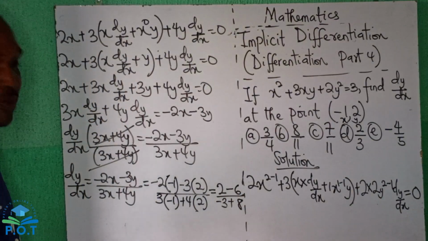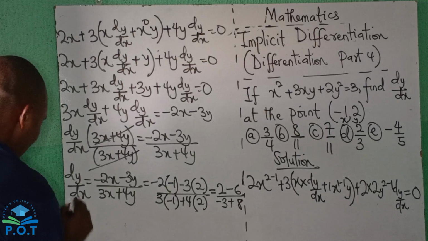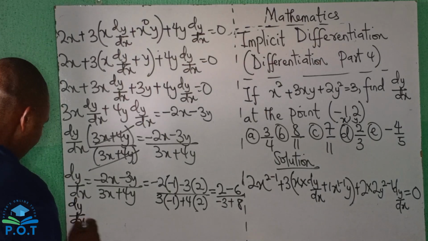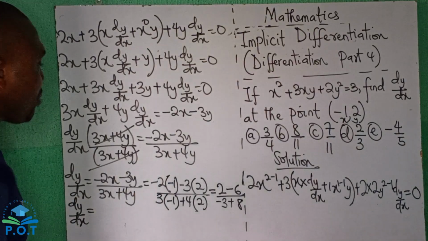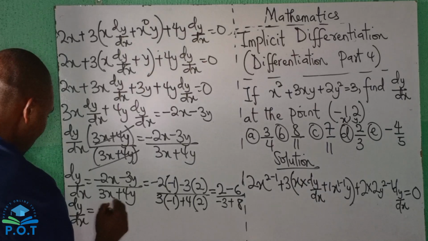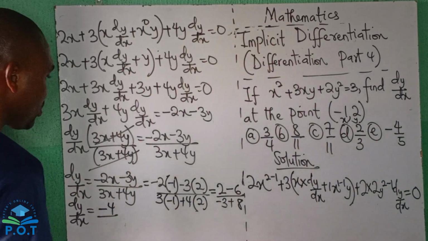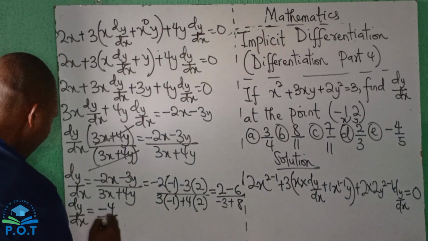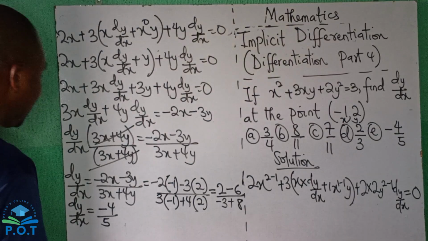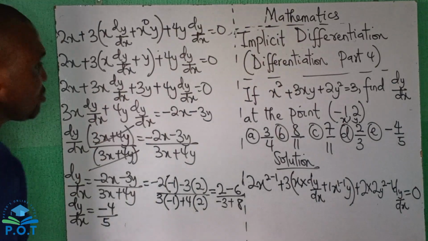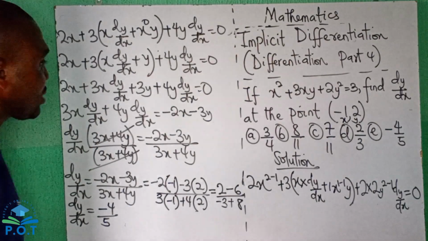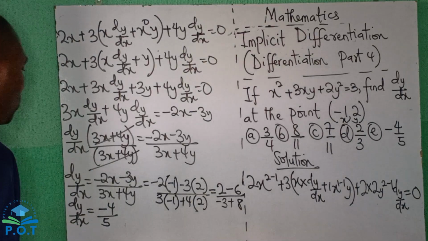Now my dy/dx at the end of the day becomes 2 minus 6 gives us minus 4, then minus 3 plus 8 gives us 5. So our dy/dx at the point minus 1 comma 2 is minus 4 over 5.